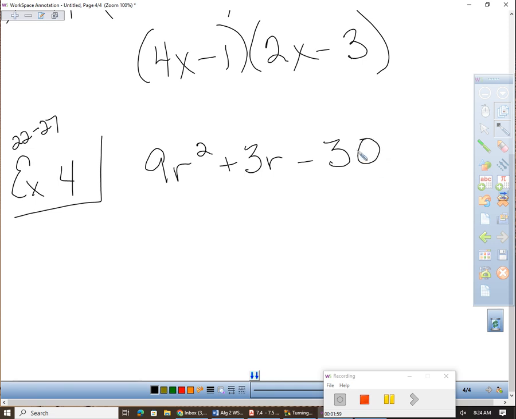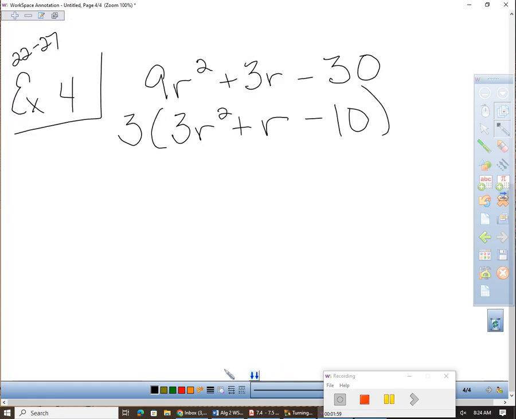What number do you see we can take out of the whole thing? 3. Okay. So I'm going to undistribute a 3. If I take a 3 out of my first term, 9 divided by 3 is 3r squared. 3r divided by 3 is just r. And negative 30 divided by 3 is negative 10. All right, we're doing great. Now we draw our x. Last number times the first is negative 30. Middle number is 1.